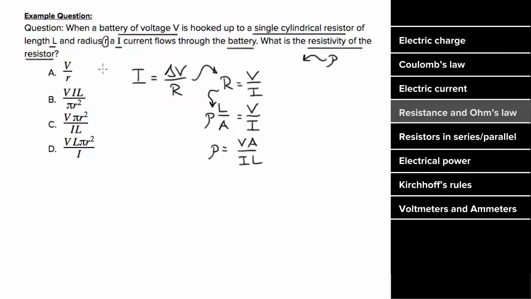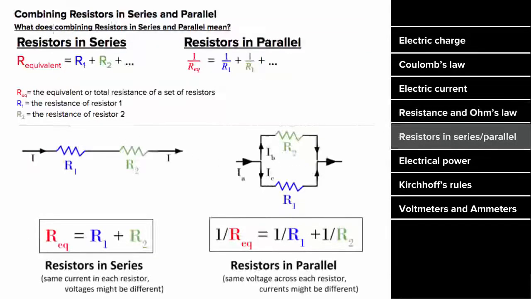But since we're given the radius little r, we've got to write the area in terms of that radius. So this is going to be V times pi r squared divided by I times L, which gives us an answer of C.